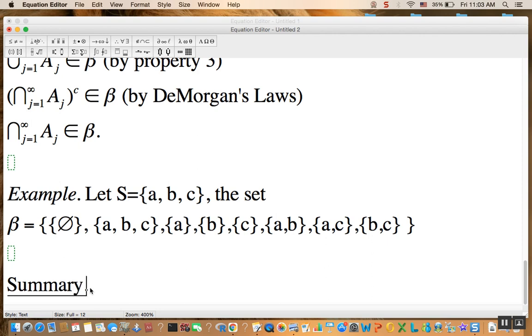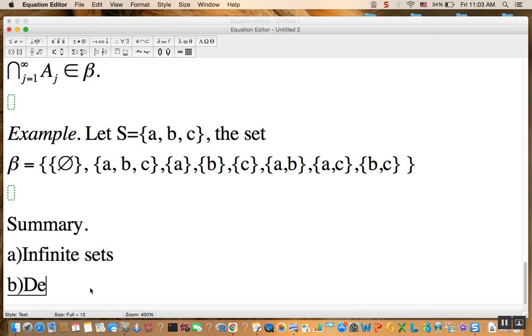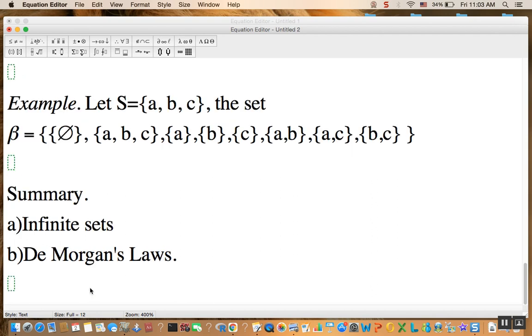So, summary. What we talked about today are a few things. We talked about infinite sets. What we said about them is that not all of them are the same. We have different kinds of infinite sets, countable and non-countable. I wanted to mention the countable ones because we were going to be dealing with countable unions when we mentioned the properties of Borel fields. Okay? We also talked about De Morgan's laws. Why did we do that? Because De Morgan's laws basically establish a relationship between unions and intersections, right?